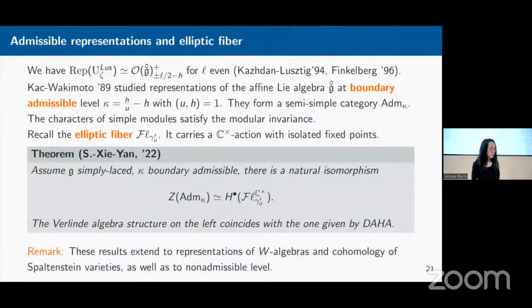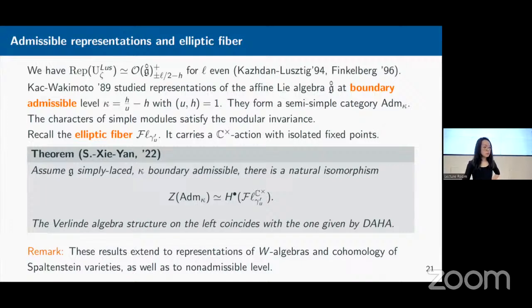All right, and then a third perspective I want to mention, for related work, is about admissible representations and elliptic fiber. As we know, in 1994, Kazhdan-Lusztig established a tensor equivalence between representations of Lusztig quantum groups and affine Lie algebras at negative level. And then Finkelberg established a similar equivalence for positive level. But this is all at integer levels for affine Lie algebras. And then around 89, Kac-Wakimoto studied a particular family of representations of affine Lie algebras at so-called admissible level.